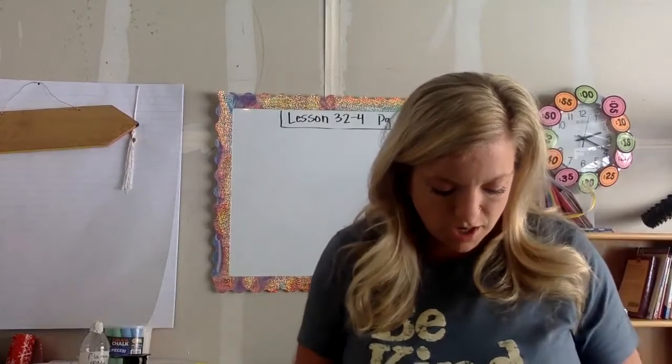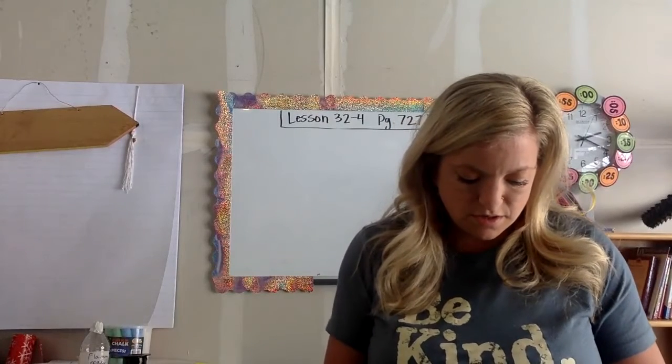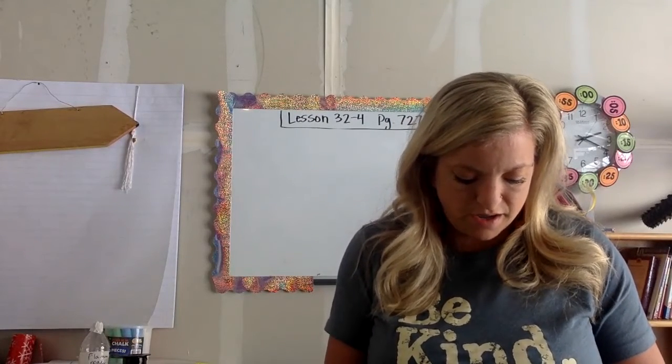So number 1 says both rectangular banners on the right have a perimeter of 14 feet. Write the area of each in the table.